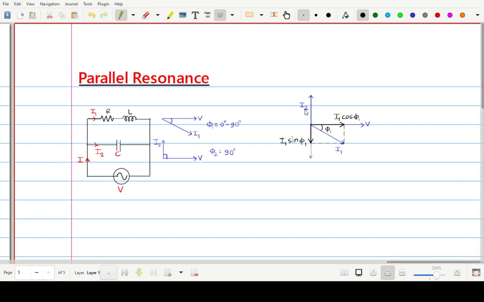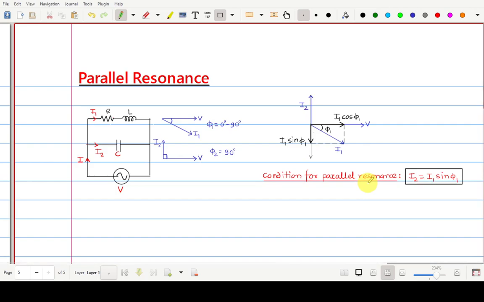Now here you can see that I2 is on the positive y-axis and I1 sin phi 1 is on the negative y-axis. Now when these two currents are equal and opposite, you can say that your circuit is in resonance condition. Okay, so from this phasor diagram we can write the condition for resonance like this. So this is the condition for parallel resonance. When your second current I2, the current flowing through the capacitor, is equal to the sine component of the first current, I1 sin phi 1, if this condition is satisfied, then we can say that your circuit undergoes parallel resonance.